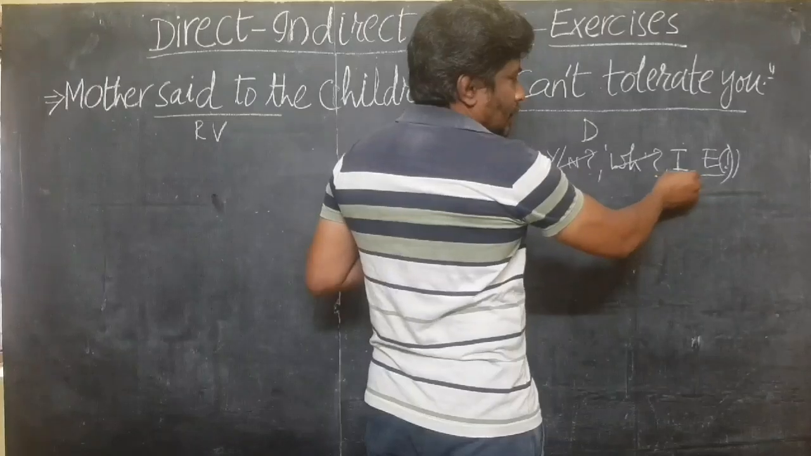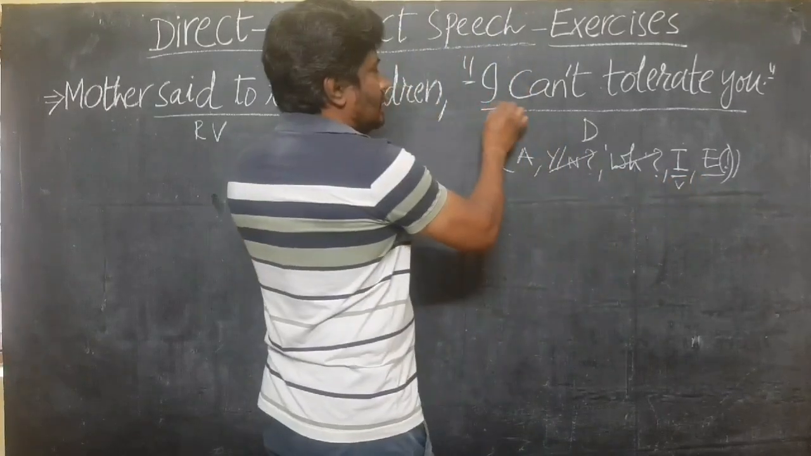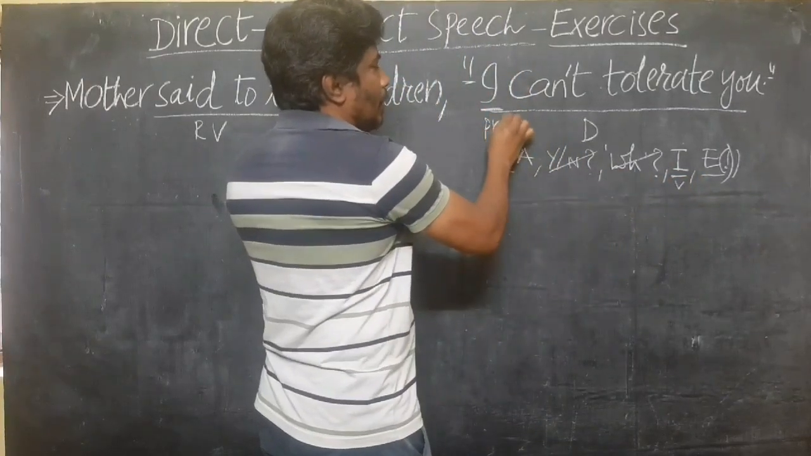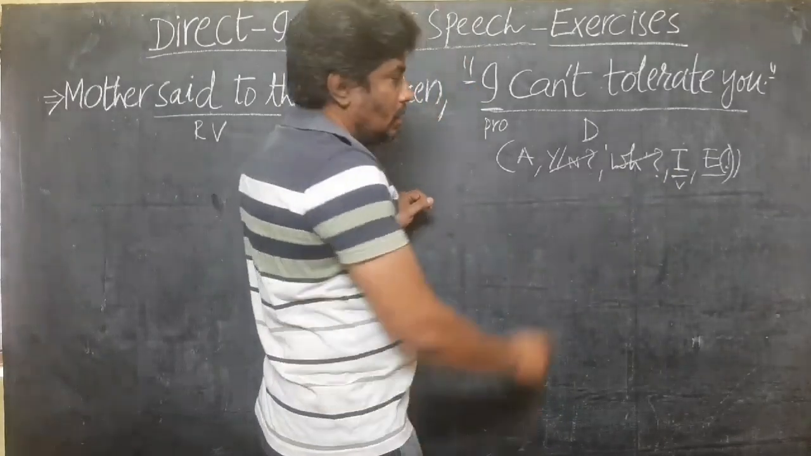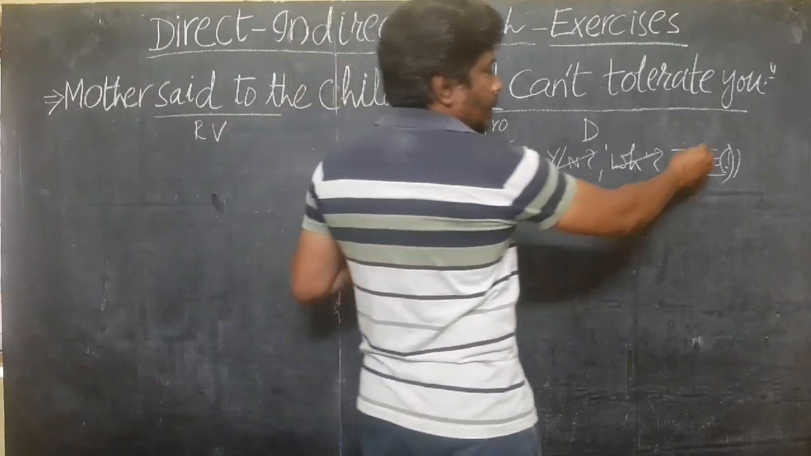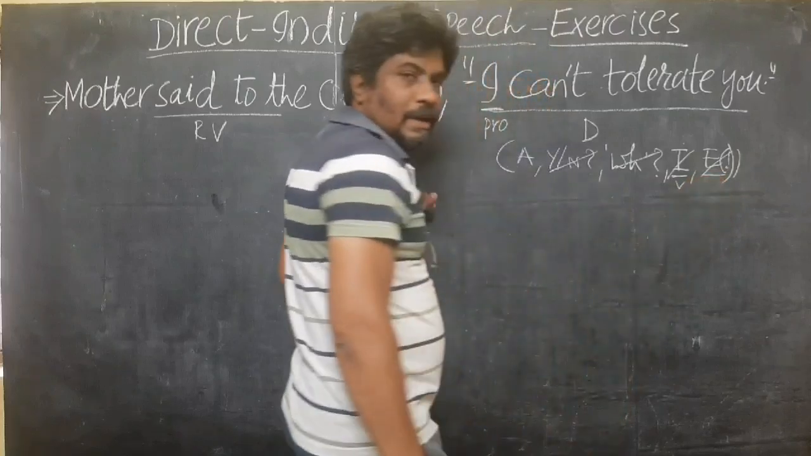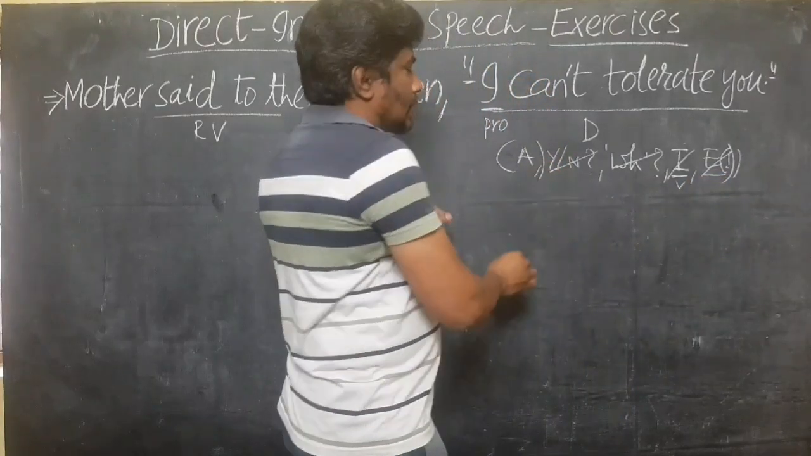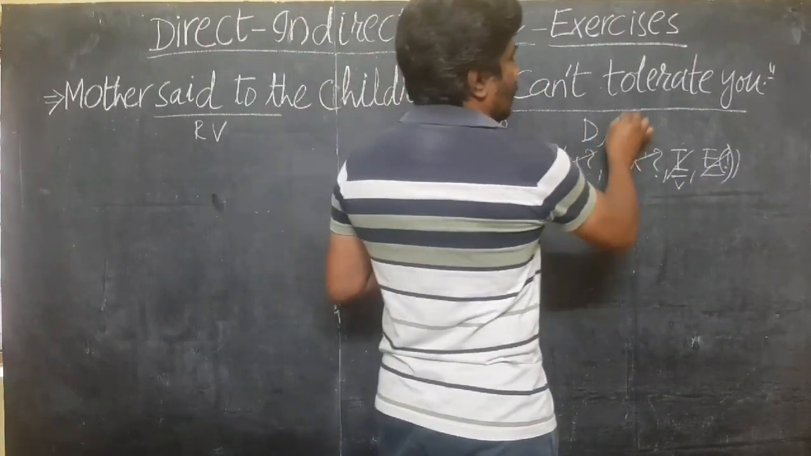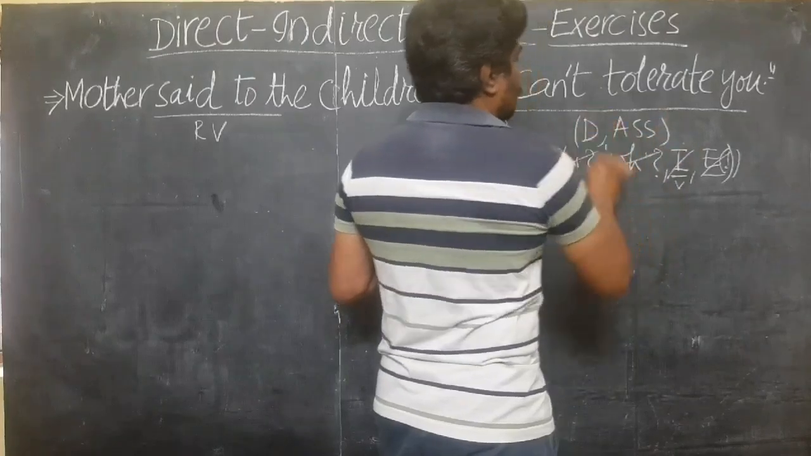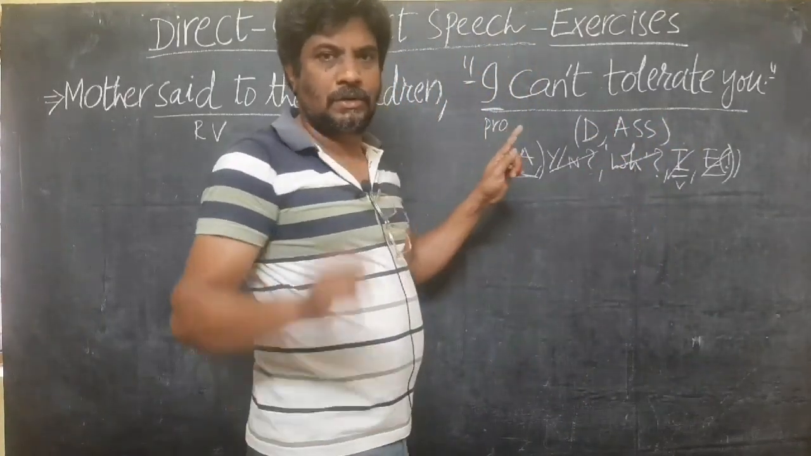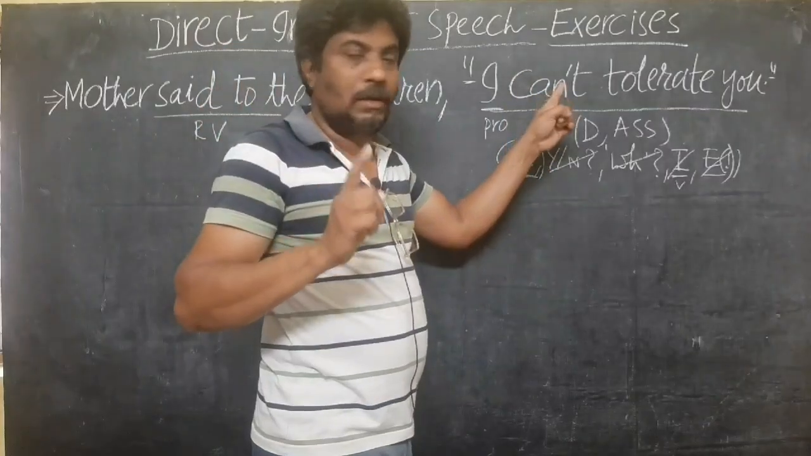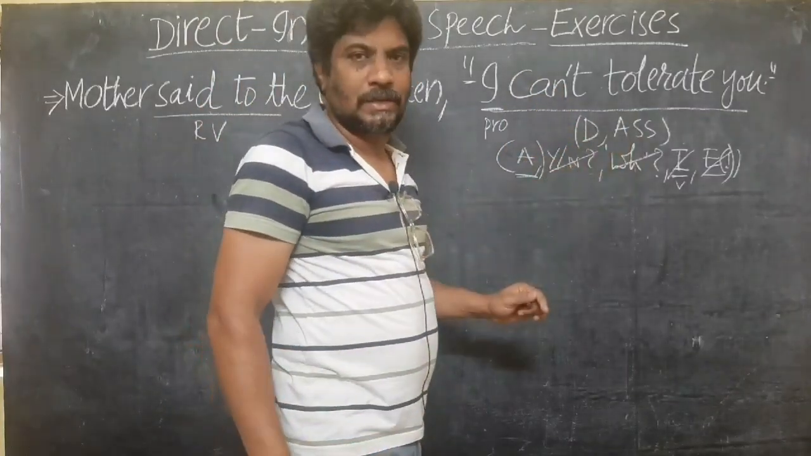It doesn't start with a verb. It starts with I, which is a pronoun, not a verb. Hence, it is not an imperative sentence. Not yes no interrogative, not WH interrogative, not imperative, not exclamatory. Then it is an assertive sentence. The dialogue is an assertive sentence. These are the first two steps: reporting verb, dialogue, and the dialogue is an assertive sentence.